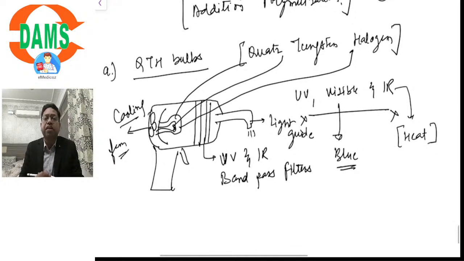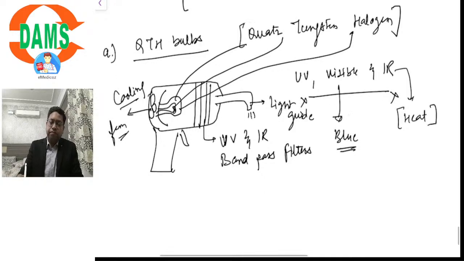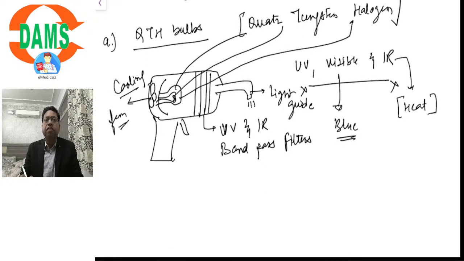This is a fiber optic tip that is used to focus the light onto the tooth surface. Okay. Sorry. This is the basic configuration of a QTH bulb.